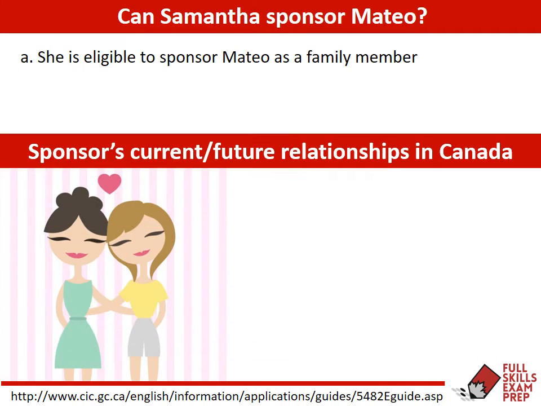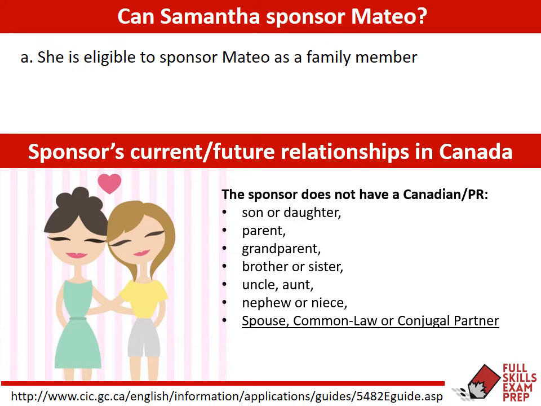So let's explore this one here, because this gives us a really great lesson on sponsors' current or future relationships in Canada as they relate to that sponsor being able or not being able to sponsor someone else as a family member. Now remember, in terms of sponsoring someone under the lonely family member, that sponsor cannot have a Canadian or permanent resident son or daughter, which, as we saw, Samantha doesn't have. They can't sponsor parents or grandparents. So Samantha doesn't have a Canadian parent and doesn't have any Canadian grandparents.